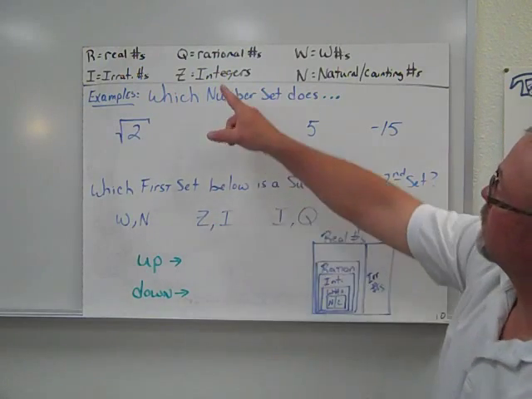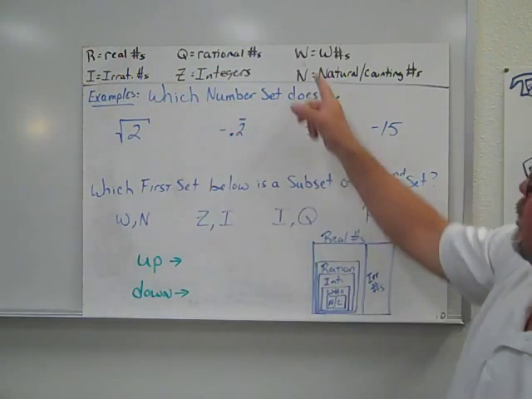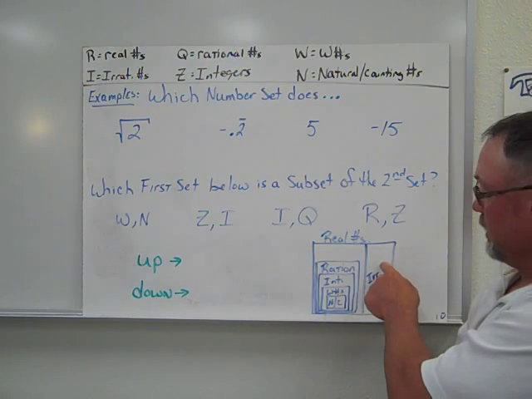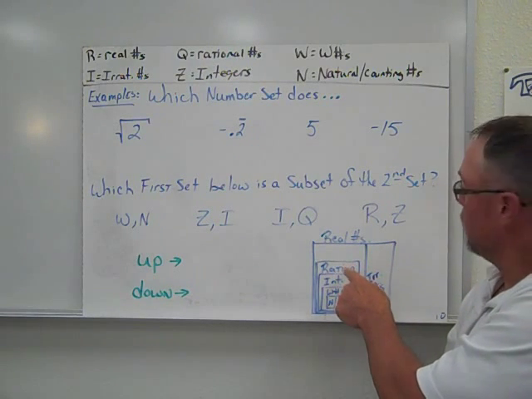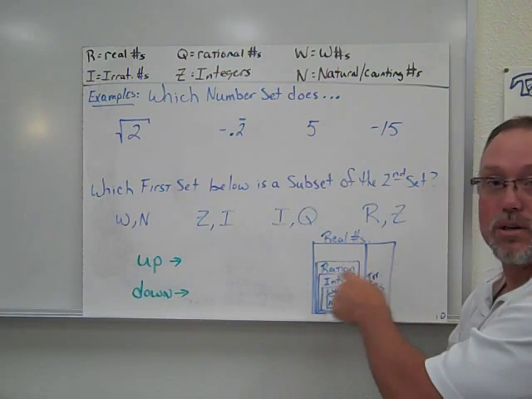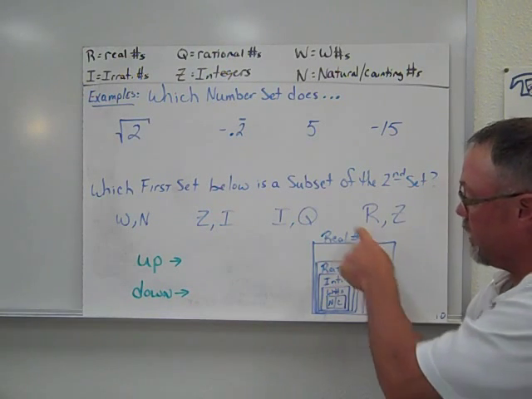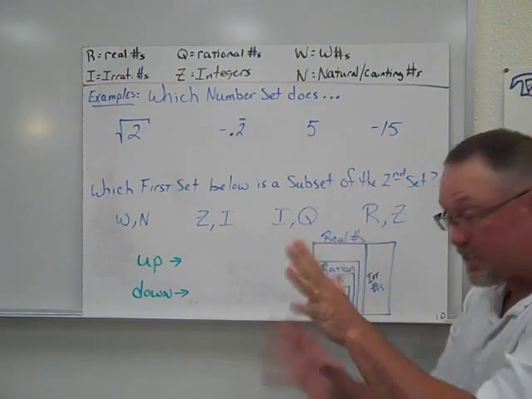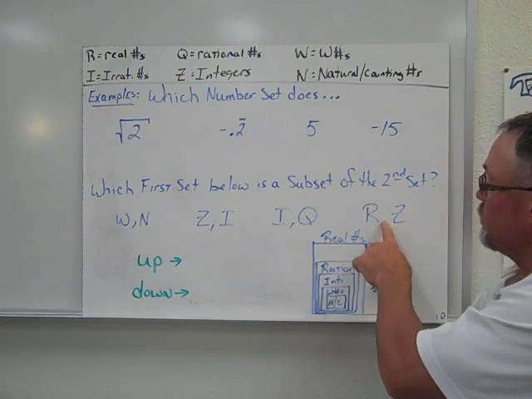I, Q. I is irrational, Q is rational. Irrational to rational cannot be a subset. These two cannot work together. The only thing this works with is real numbers. That's it. Last one.